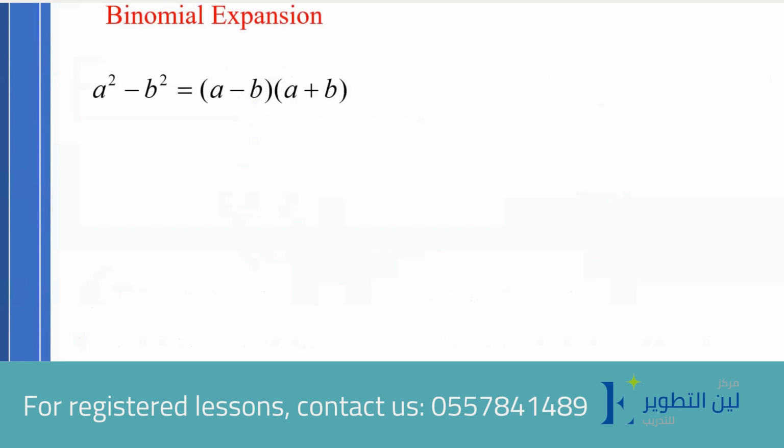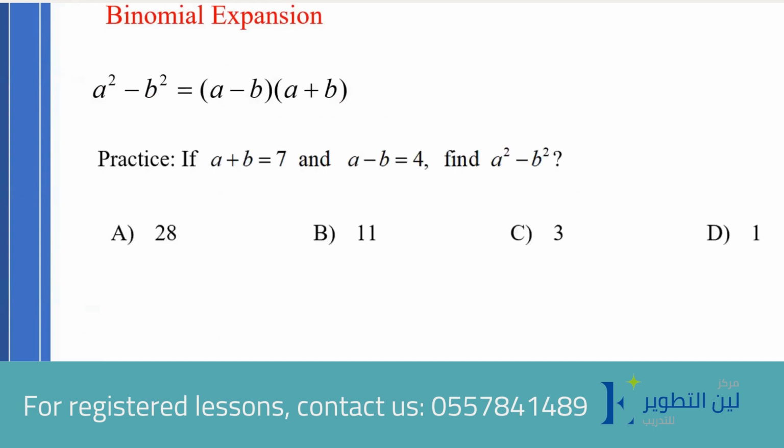Now, in binomial expansion, we have 3 different rules we've studied in secondary school or middle school, as you just name it. So this is one of them. It's the difference between 2 squares. A squared minus B squared is A minus B times A plus B. We're going to use this one to do this problem.